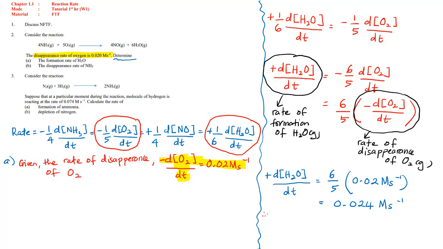So, apa maksudnya? Thus, the rate of formation of water vapor is 0.024 molar per second. Dalam masa 1 saat, sebanyak 0.024 molar water vapor terhasil.